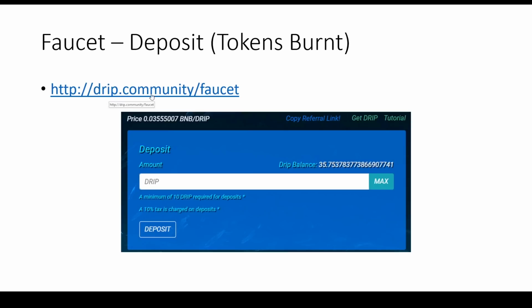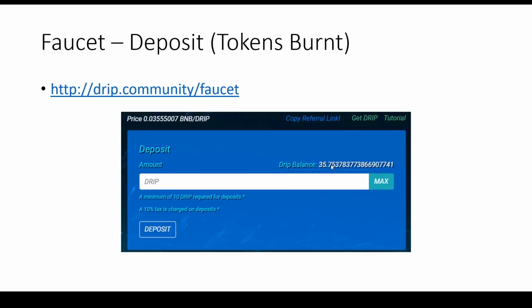Again, we're doing this on drip.community/Faucet. You come here to the deposit area. I took this screenshot when I happened to have some Drip in my wallet. You type in however many Drip you would like to deposit. Most of the time people would just hit the max because, well, actually, I'll try to remember to mention that.